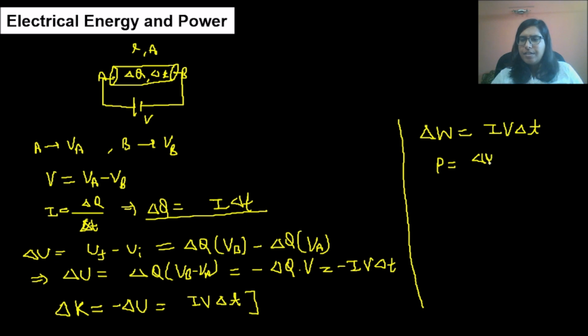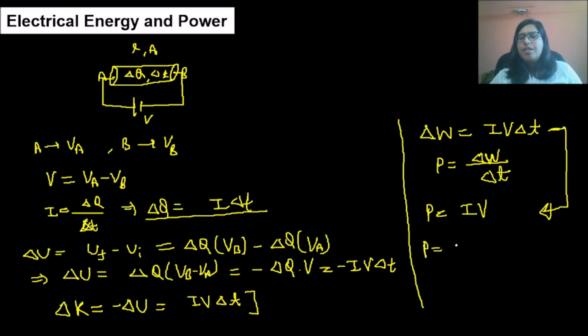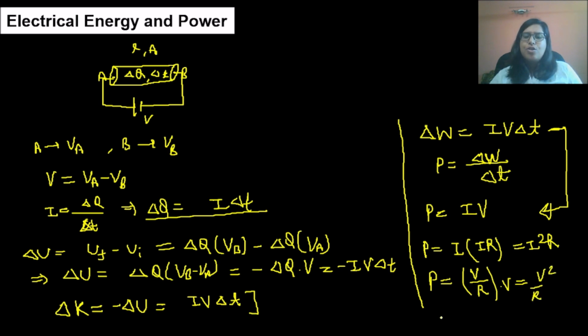work done in unit time, right? So this power will be I into V. If we rearrange this equation, then P becomes I into V, and V equals I R from Ohm's law, so this becomes I square into R. And we can say P equals I V upon R from Ohm's law into V, so this becomes V square upon R. So power equals I into V, or V square upon R, or I square into R.